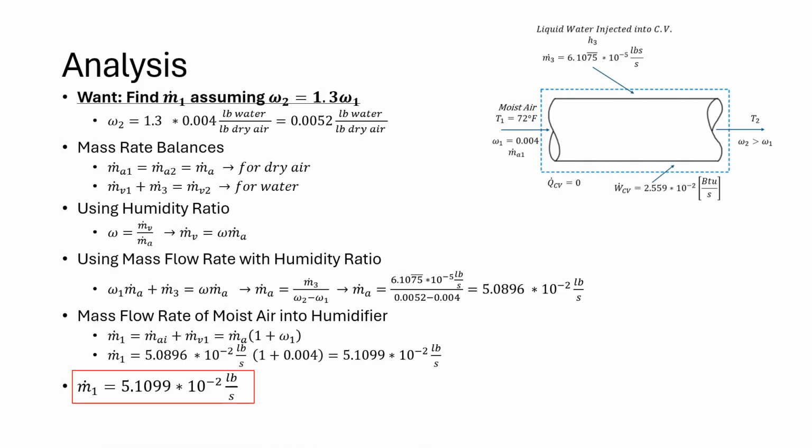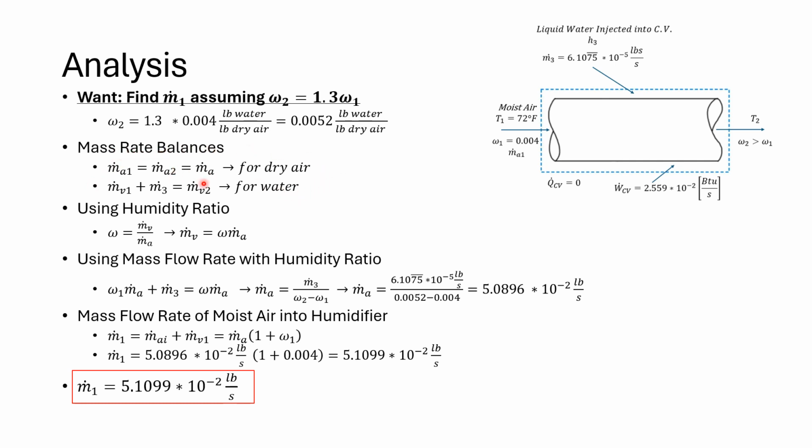All right, so now on to the second part of the analysis. What we're going to do is find m dot 1, assuming omega 2 equals 1.3 omega 1, which is about 30% higher. What that's saying is that omega 2 is going to be about 30% higher than what is going into it.